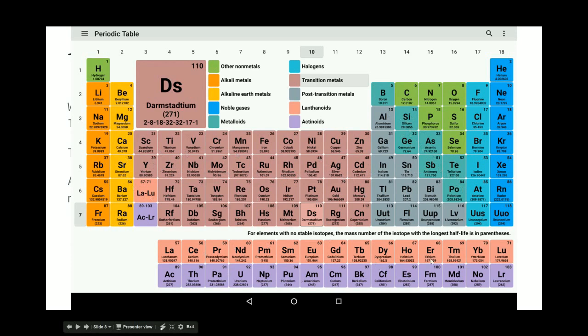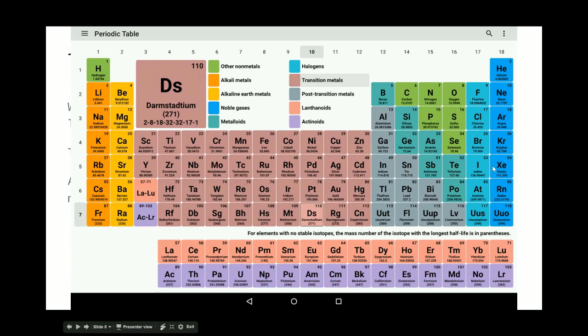This also includes these guys down here. Technically, this long row on the bottom is squeezed in right here. We pull it out and put it underneath so that it just keeps the periodic table from being absurdly long. Also, we mostly don't pay attention to those guys. But over here you have the metals. Most of the elements out there are metals. Okay. So over here to the right of that diagonal line, you have the nonmetals.